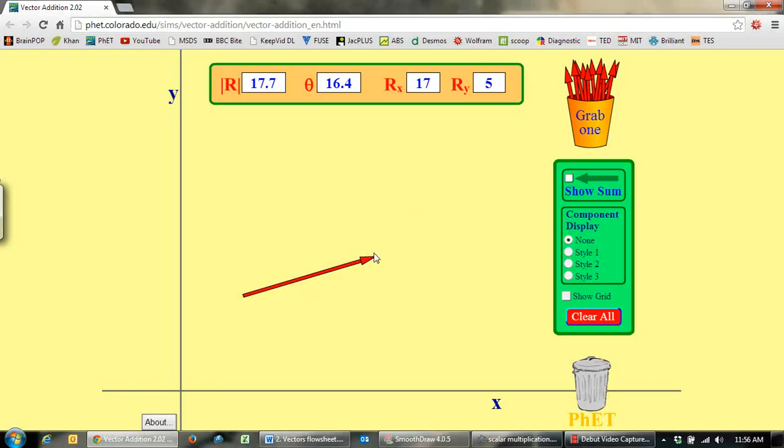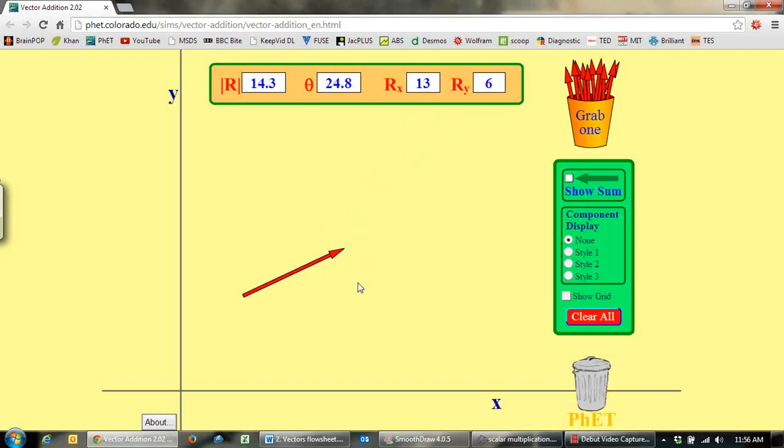It's got a vertical component of 5, and if I move that around, you can see the number changes. I make the line longer, the magnitude gets bigger. As I turn it around, the angle changes, and that's the direction of the vector. You also see the horizontal and the vertical components changing as I change this. So I might just leave it like that.